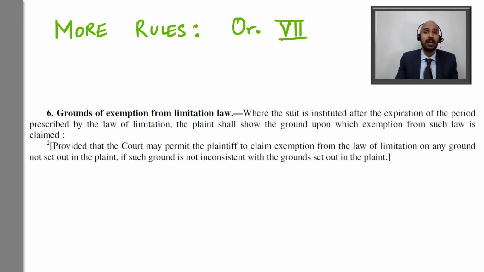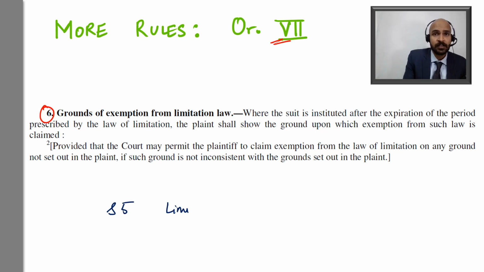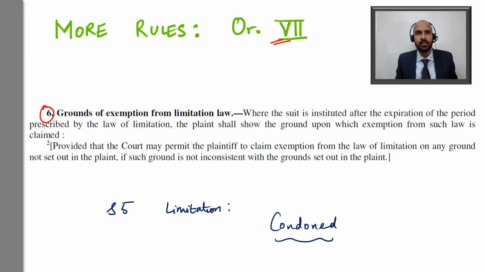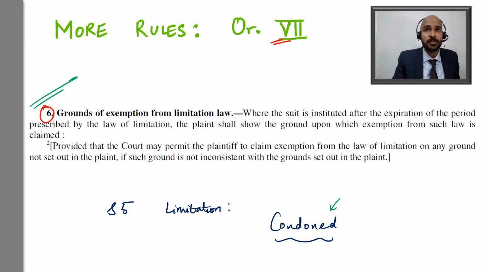Moving ahead, let's look at another rule, Rule 6 of Order 7. So you know that for a suit not to be barred by limitation, it should be filed within the prescribed period of limitation. But there are some occasions in which this may be exempted. So for example, if you look at Section 5 of the Limitation Act, you'd find certain grounds that are listed there which allow for delay to be condoned. So it deals with the condonation of delay. So in case the plaintiff wants to rely on any such grounds, he must specifically state them. That's what Rule 6 tells you.